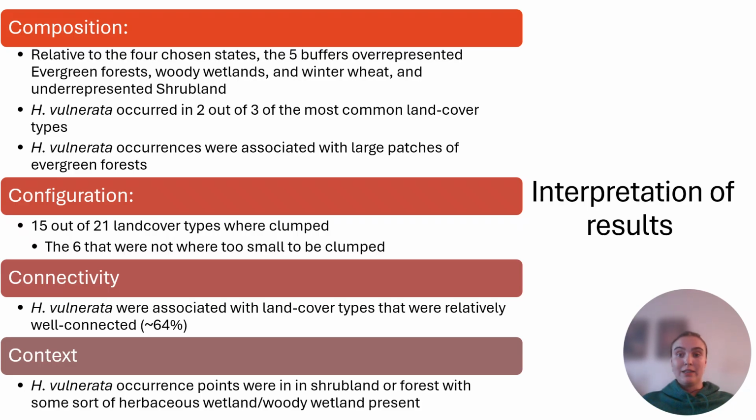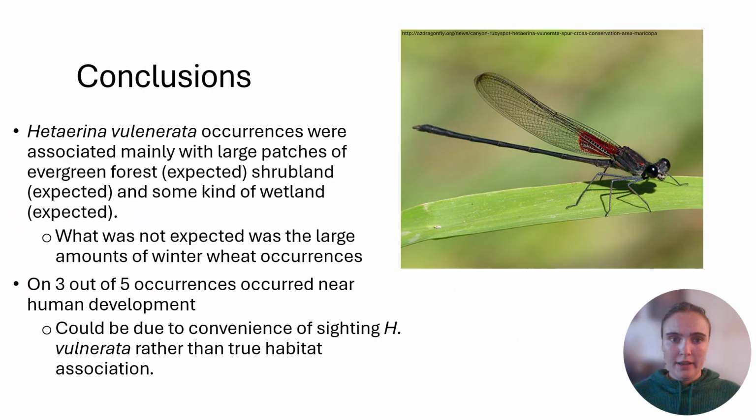15 out of 21 land cover types were somewhat clumped together, creating a somewhat homogeneous landscape, with 6 that were too small to be clumped. In terms of connectivity, the landscape was connected, roughly 64% connected. The canyon ruby spot occurrence points were mainly in shrubland or forest with some sort of herbaceous wetland or woody wetland present. This is due to the canyon ruby spot reproducing in water and needing water and shaded area as habitat needs. Canyon ruby spot occurrences were mainly associated with large patches of evergreen forest and shrubland with some type of wetland, all of which were expected due to prior research showing that canyon ruby spots live near shaded streams.